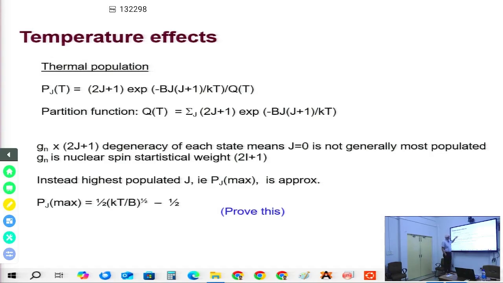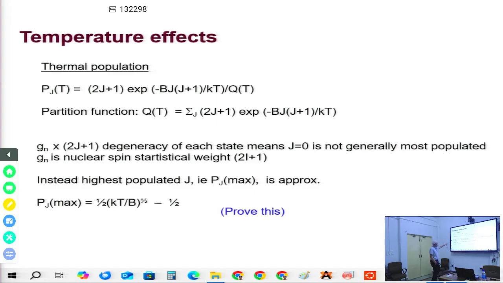Yep, good. So the energy, if you just keep rigid rotors, and frankly for doing this it's good enough just to keep rigid rotors, is B J(J+1) divided by kT, divided by the partition function, with the degeneracy 2J plus 1, and the partition function is simply the sum over all the energy levels. You also get an extra term in the degeneracy to do with nuclear spin, Gn. As I said, I'll probably come back to that later on when we're doing the vibrations.